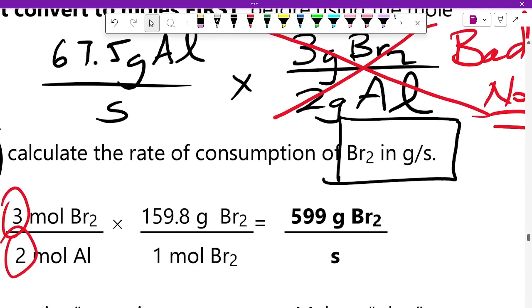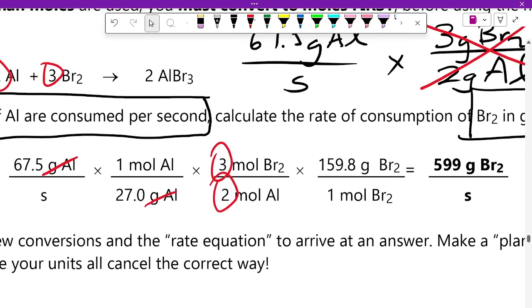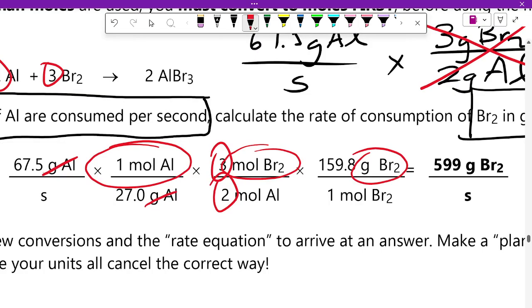67.5 times 3 over 2, all done. No, you would have to convert into moles first. So you would find moles of aluminum, and then you convert that to moles of bromine, and then you convert that to grams of bromine.